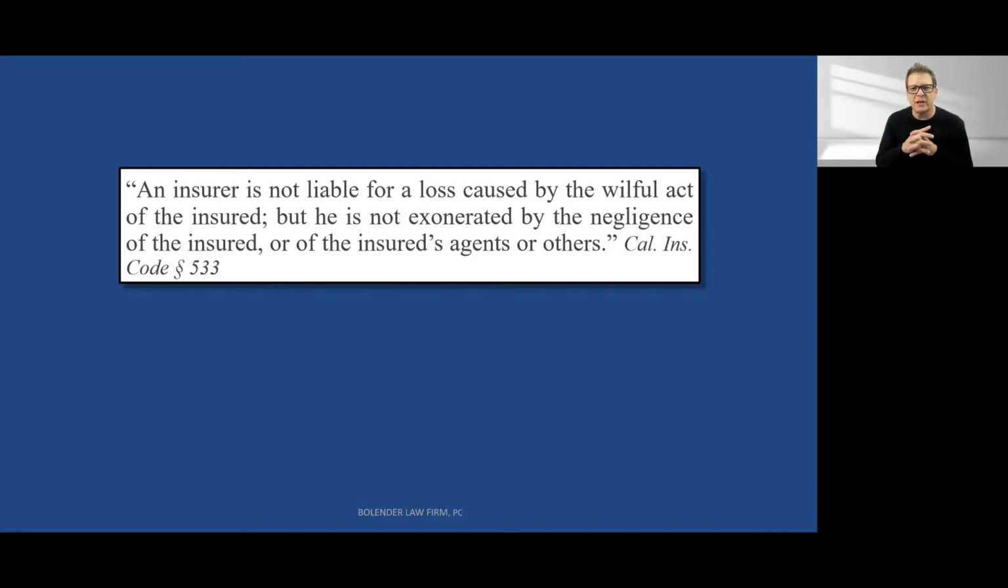Fourth, we also see here that the language does not clearly eliminate the duty to defend. The language of the exclusion refers to a loss caused by the willful act of the insured. It doesn't really speak specifically to the insurance company's ability to defend allegations of a loss caused by the willful act of the insured. So bearing these in mind, let's briefly look at the insurance company's denial of coverage here.